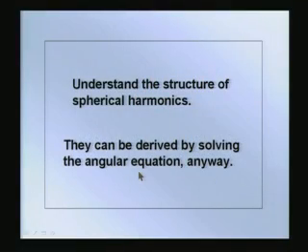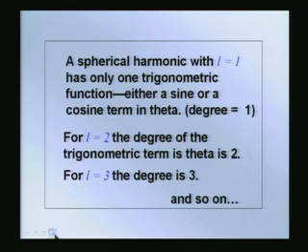But what is important is to understand the structure here of spherical harmonics, namely corresponding L value, m value, and the fact that they can be actually derived by solving the angular equation. These are the things to be kept in mind. So let me summarize that part of the lecture, namely a spherical harmonic with L equal to 1 has one trigonometric function, either a sine or a cosine term in theta, degree 1. For L equal to 2, the degree of the trigonometric term in theta is 2. For L equal to 3, the degree is 3, and so on.